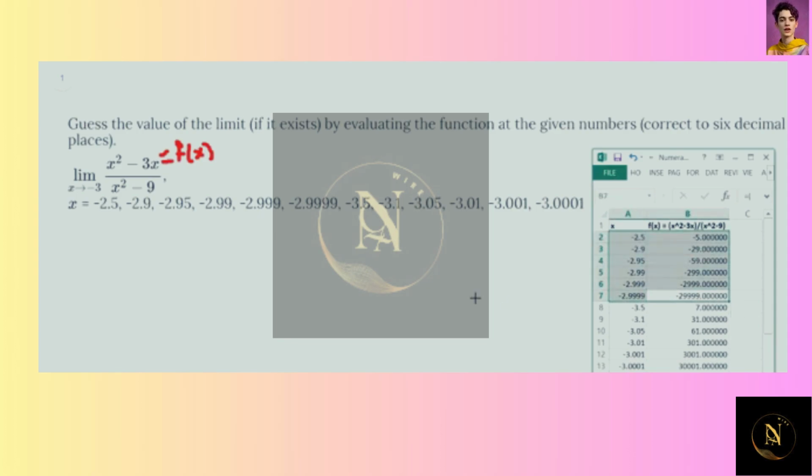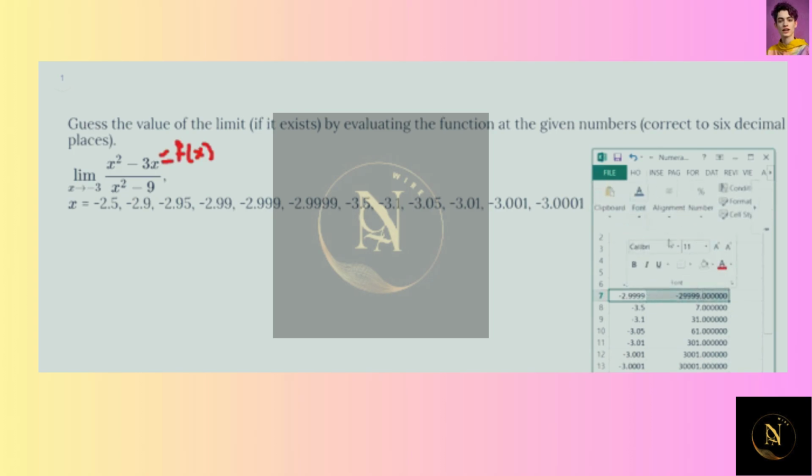because we sense a pattern, and we see that the closer x gets to -3, which is what the limit is defined at, the function approaches a very, very large negative number. And since this is the one that is closest to -3, we will just keep our eye on that for now.